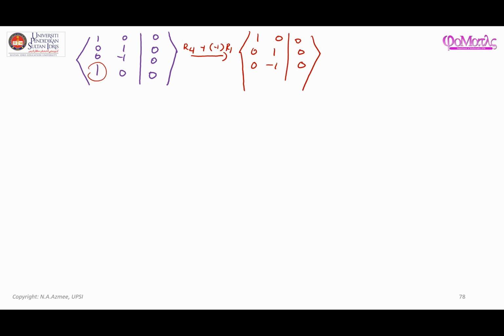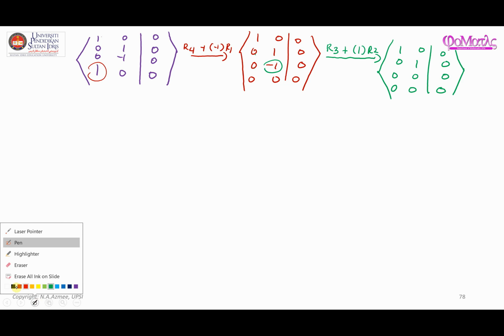So 1 minus 1 is 0. 0 minus 0 is 0. 0 minus 0 is 0. Okay, and then again, you can turn this into 0. So here we have R3 plus 1 R2. Okay, and here we will obtain the following answers: 0, 1, 0. Here is 0 plus 0 is 0. Negative 1 plus 1, 0. 0 plus 0, 0. Here is 0 altogether.